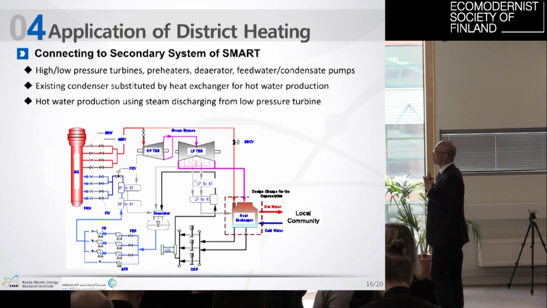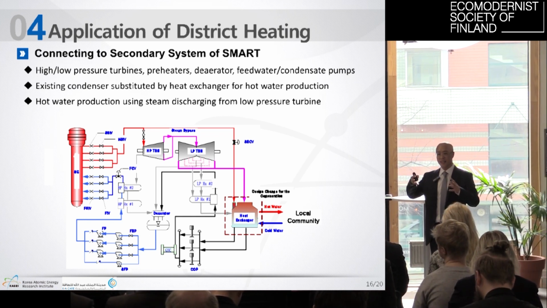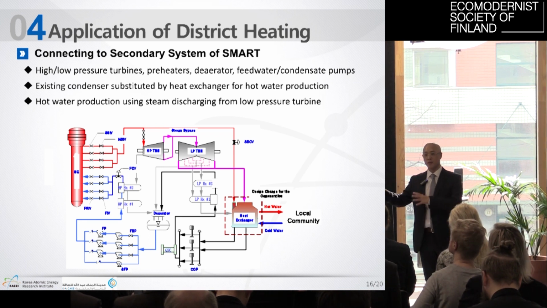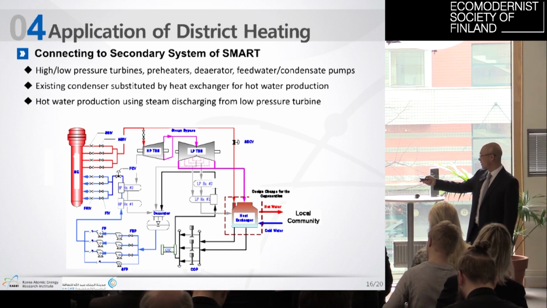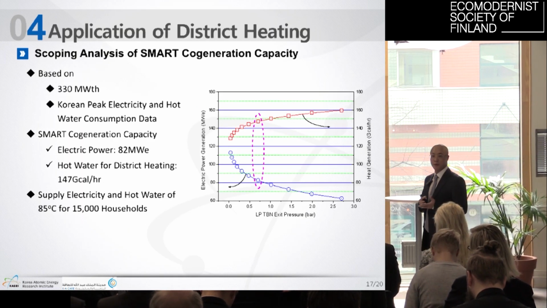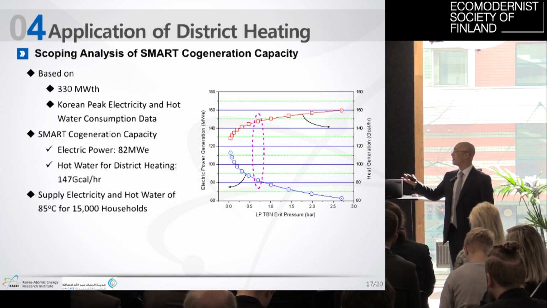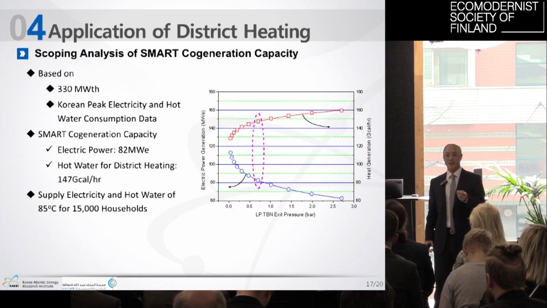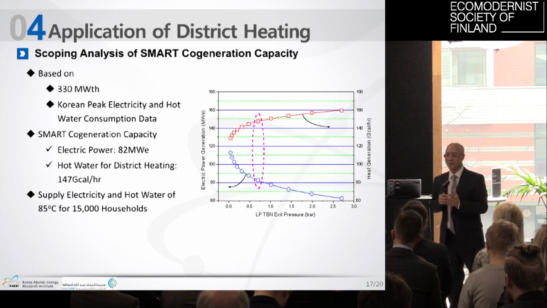In order to apply district heating, the existing condenser in the secondary side of SMART can be replaced by a heat exchanger to produce hot water, like this. This is a scoping analysis, very briefly. Please understand, this calculation is based on 330 megawatts thermal. If you use the data for 365, you can easily add 10% simply.